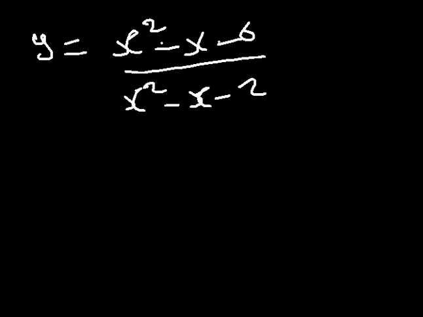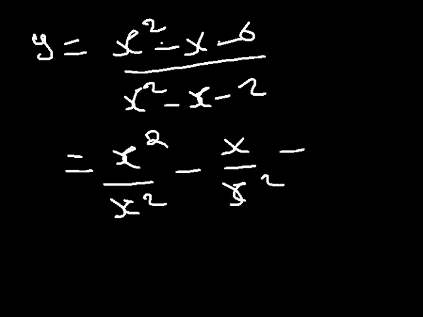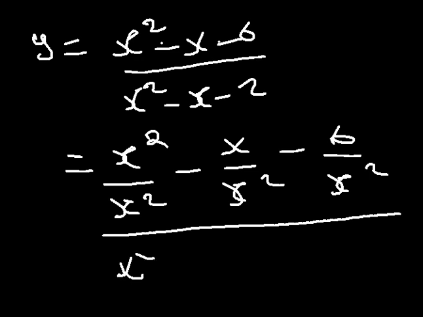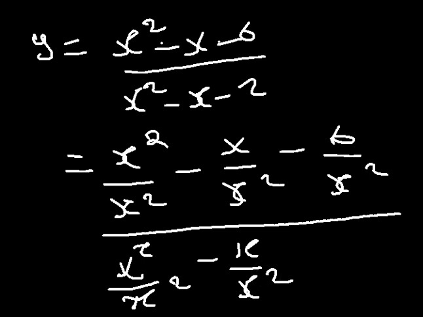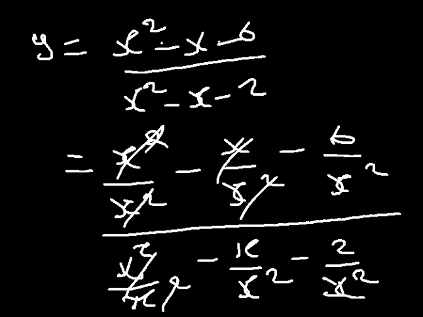The principle remains the same. What is the highest degree in the denominator? We have x squared. Hence we divide everything by x squared: x squared over x squared, minus x over x squared, minus 6 over x squared, divided by x squared over x squared, minus x over x squared, minus 2 over x squared. This one will cancel, and that one too.